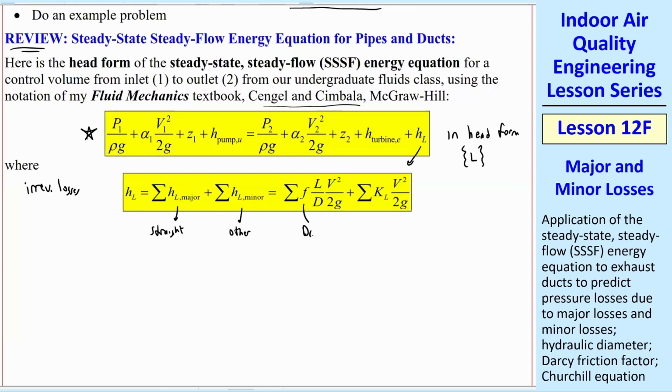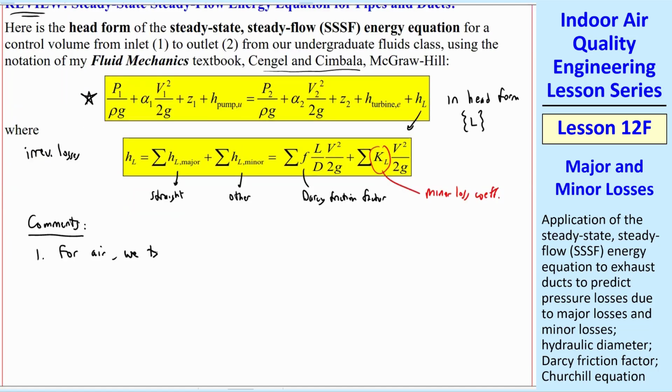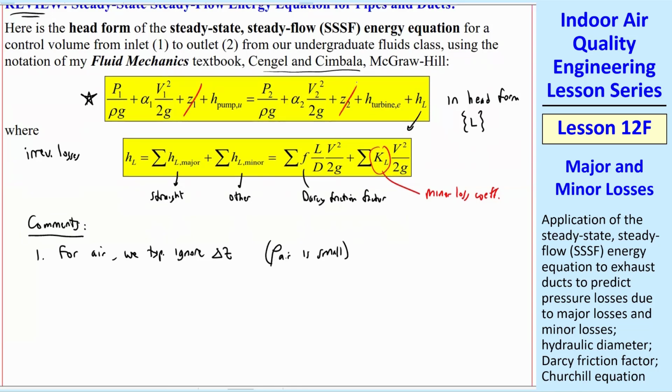This f is the Darcy friction factor, and then K_L is the minor loss coefficient. V is the average velocity through the pipe or duct. I'm going to assume that all of you have used this equation in your fluids class. So first of all, for air, we typically ignore the delta z. Since air is so light, the density rho air is very small. So cross off the z1 and the z2. There's never any turbines in any kind of HVAC duct system, so I can also cross off the turbine.